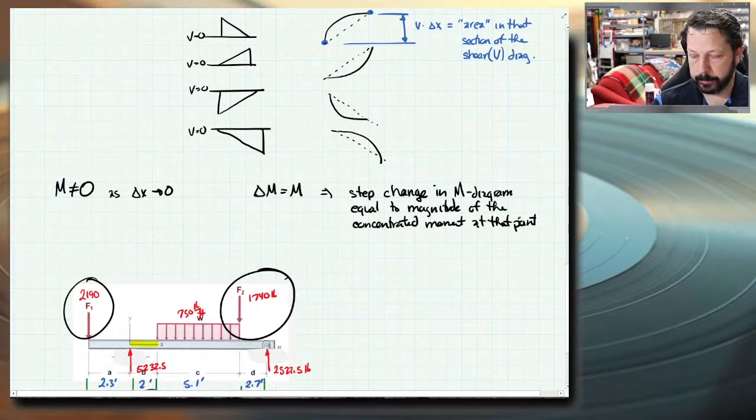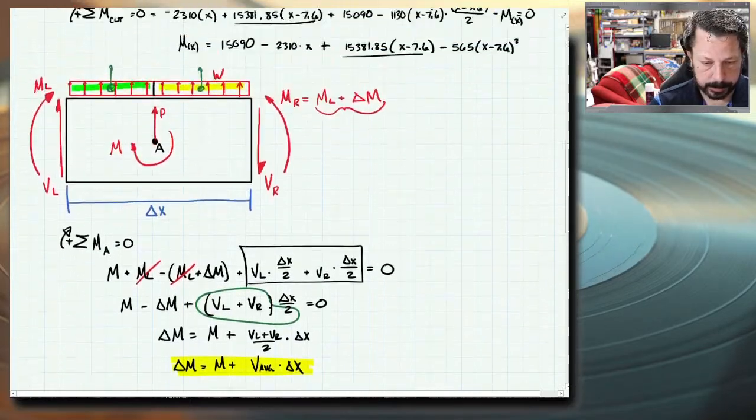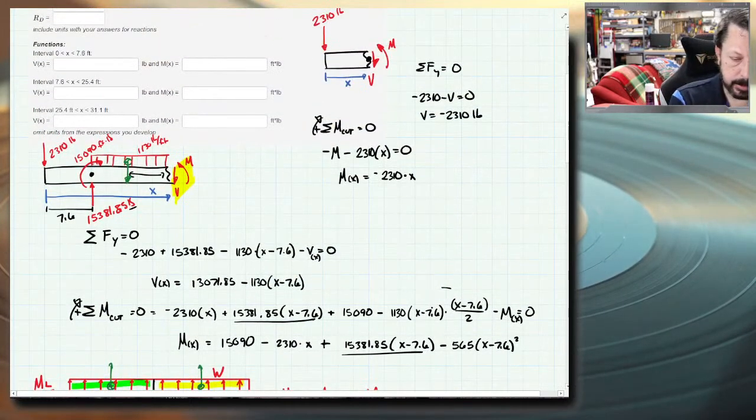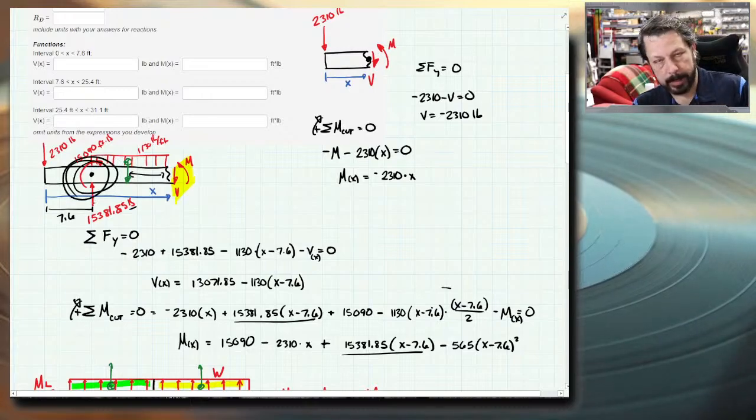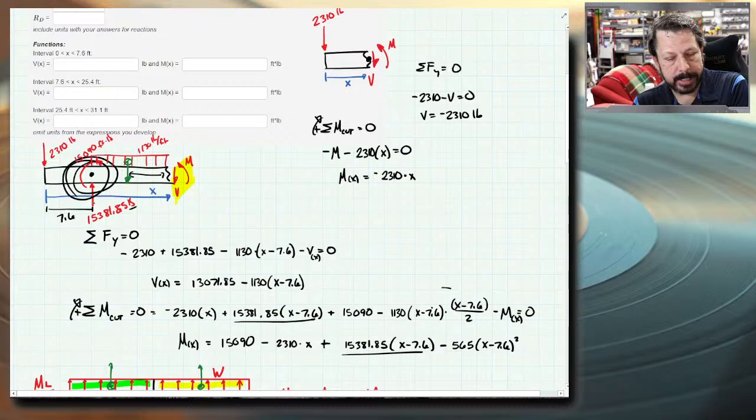So, for instance, where's our little picture? Right here, if we were drawing the moment diagram and we had gotten to that point, the moment diagram would suddenly go up. This is a clockwise moment, so clockwise external concentrated moments are positive in this setup. So it would have a positive step change in our moment diagram of wherever we were, plus 15,090 foot-pounds.